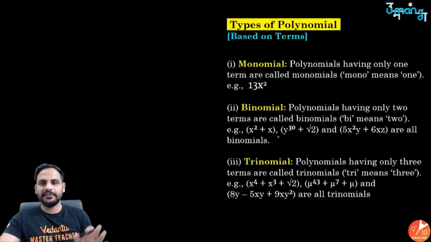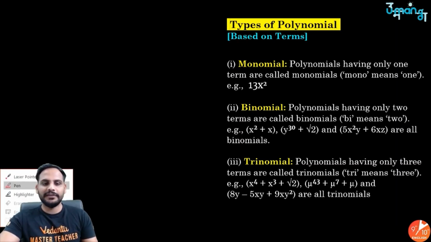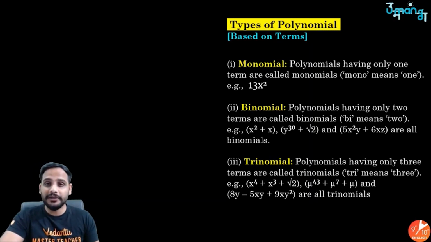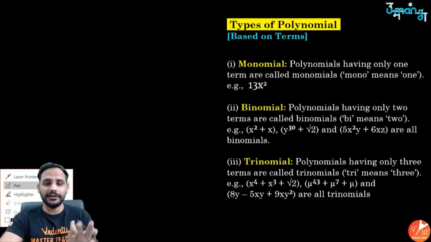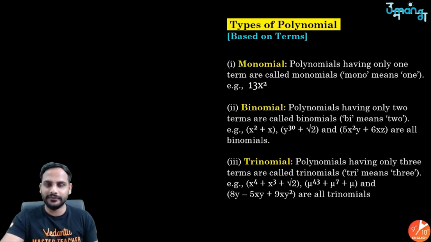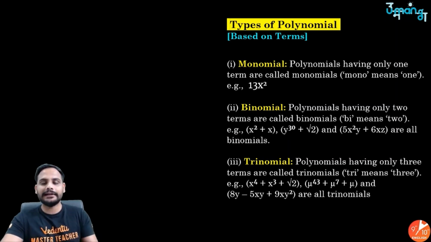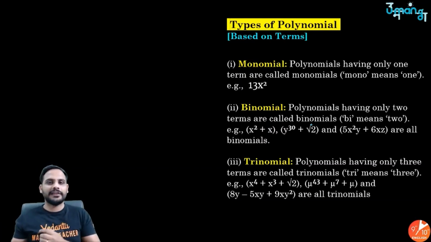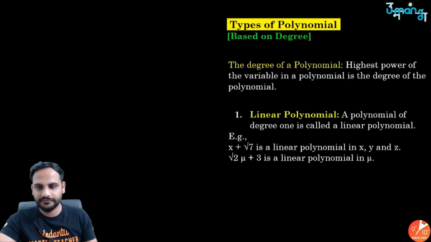Got it? Very basics. After that, polynomial classification on the basis of number of terms. On the basis of number of terms, you have monomial, binomial and trinomial. Monomial means only one term, binomial means two terms and trinomial means three terms. Remember, binomial means two unlike terms, those terms which cannot be added or subtracted. Otherwise, 5x plus 3x is not a binomial because 5x plus 3x can become 8x. So it should have two unlike terms.